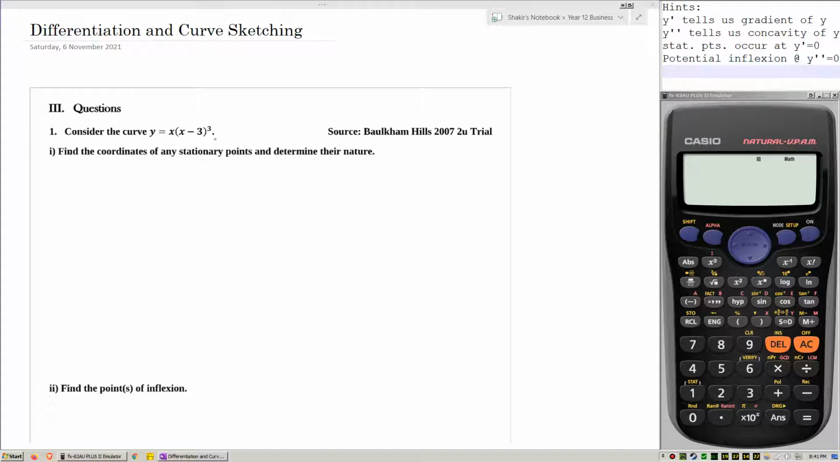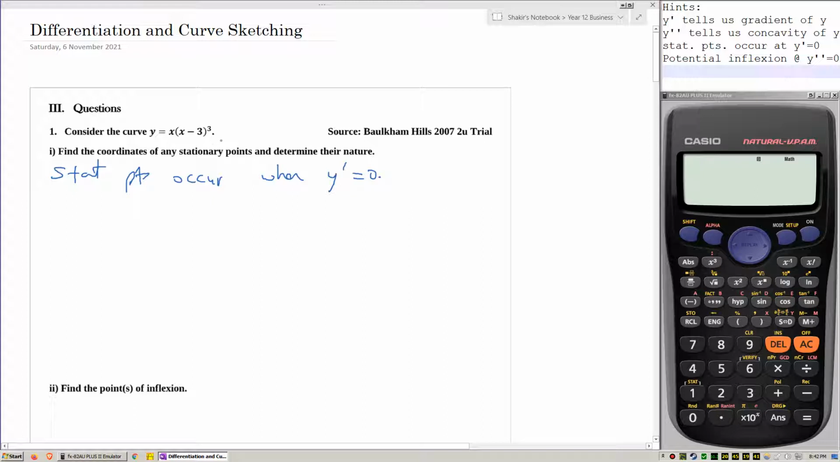Okay, so stationary points occur when y dash is 0. You have to write this sentence down: stationary points occur when y dash equals 0. You always want to start with that sentence. Always. Okay, so let's find y dash. To find where y dash is 0, obviously you're going to need to differentiate.